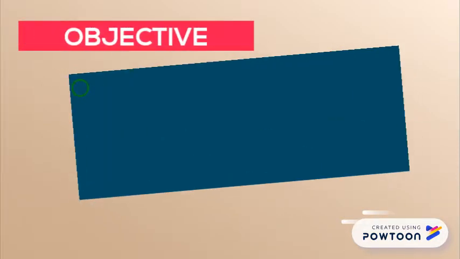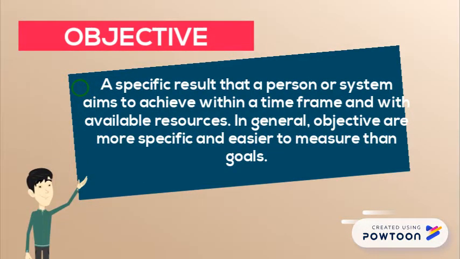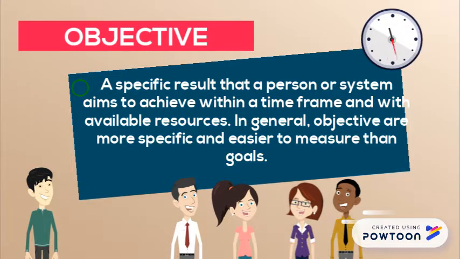To better understand what I am saying, let's first define the word objective. It is a specific result that a person or system aims to achieve within a time frame and with available resources. In general, objectives are more specific and easier to measure than goals.